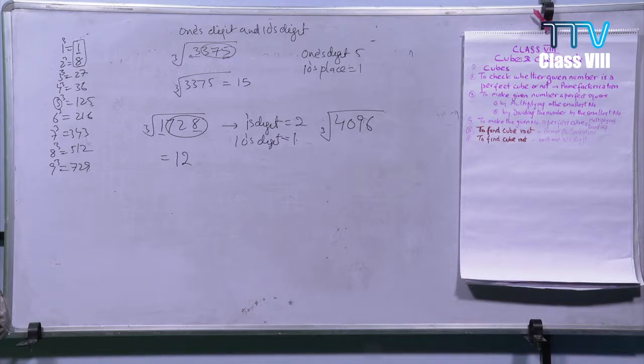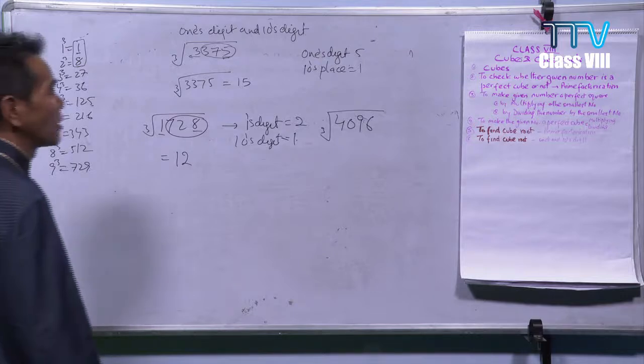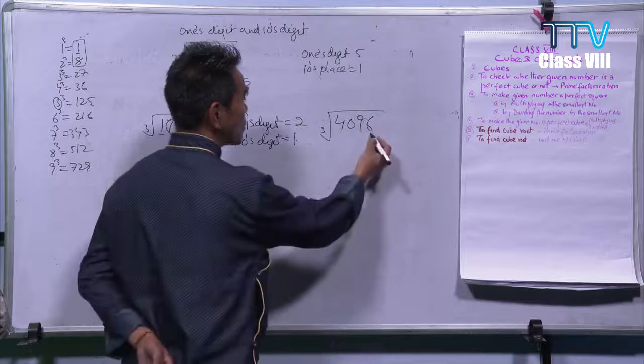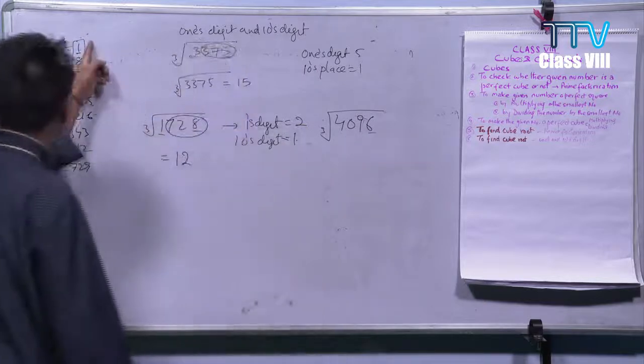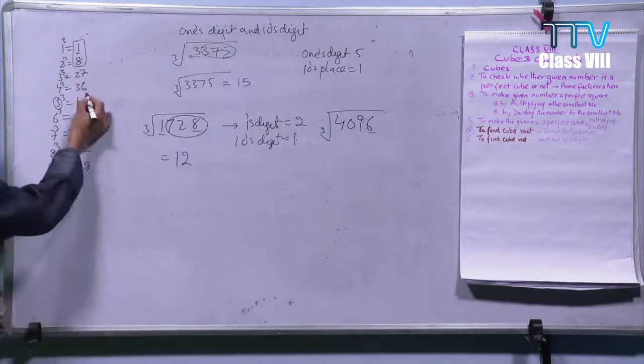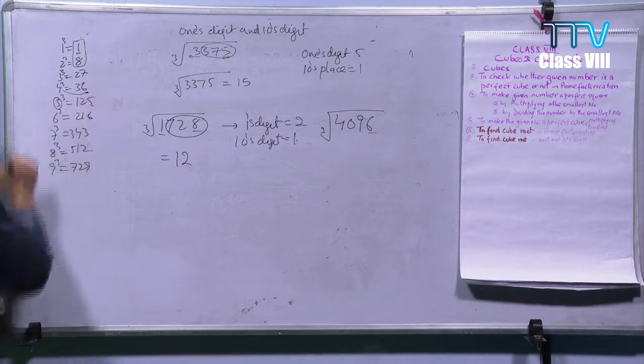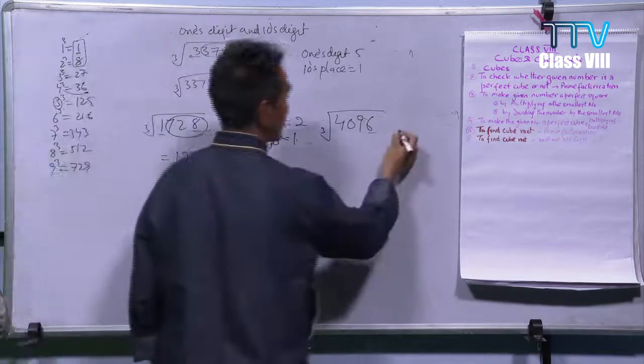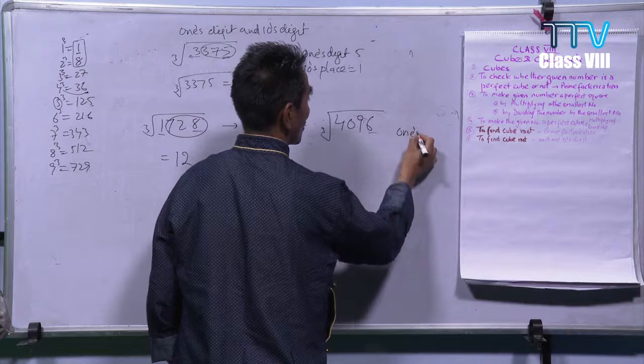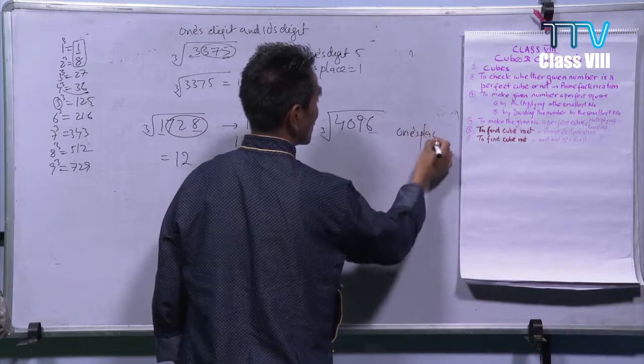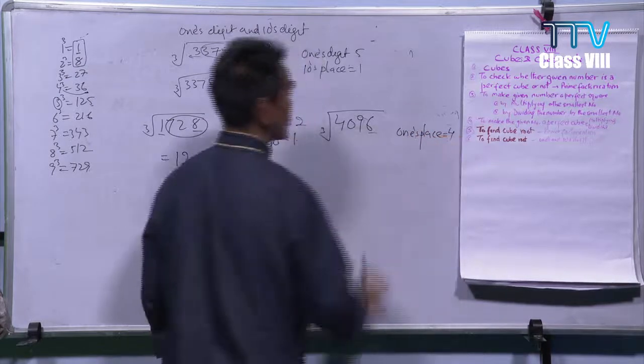The unit digit is 6, so the unit place of the correct cube root is 4. 1 digit, or 1's place.